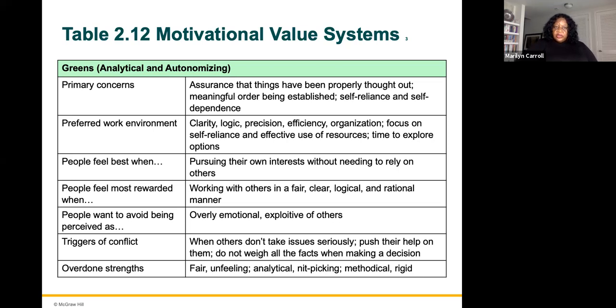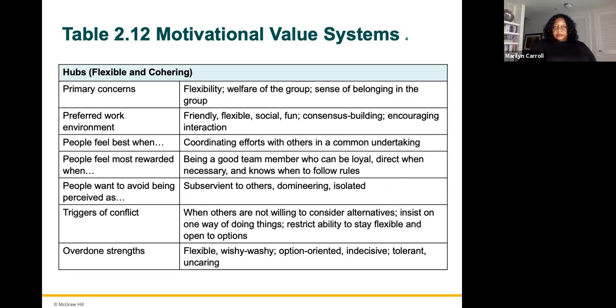Now, people in this category also feel most rewarded when working with others in a fair, clear, logical, and rational manner. People want to avoid being perceived in this area as overly emotional and exploitive of others. And the triggers of conflict for Greens are when others don't take issues seriously, push their help on them, and don't weigh all the facts when making a decision. And Green's overdone strengths are fair, unfeeling, analytical, nitpicking, and methodical, rigid.